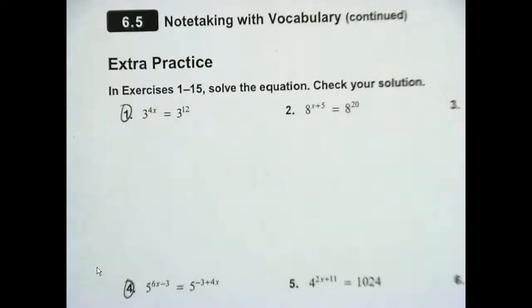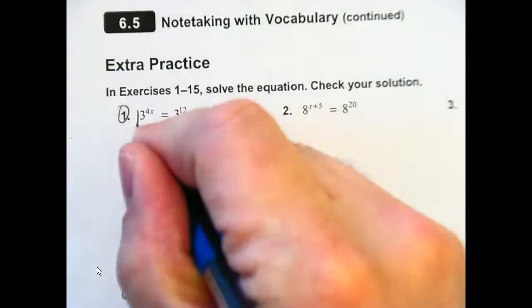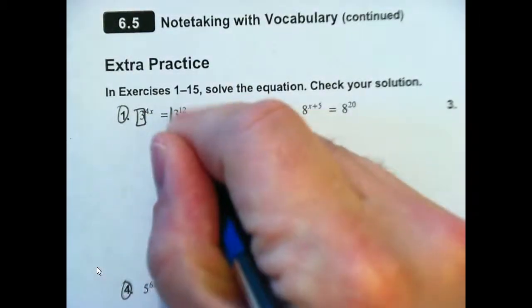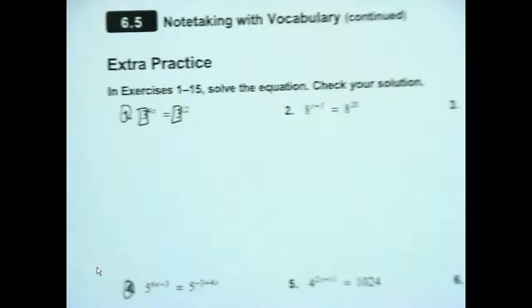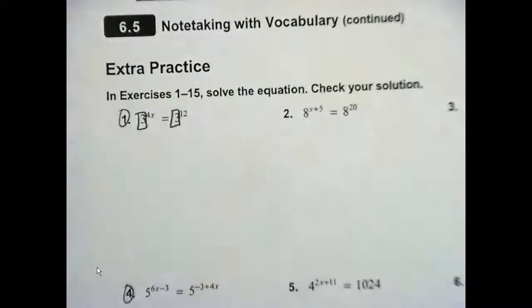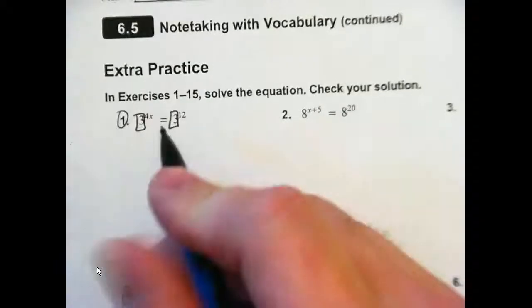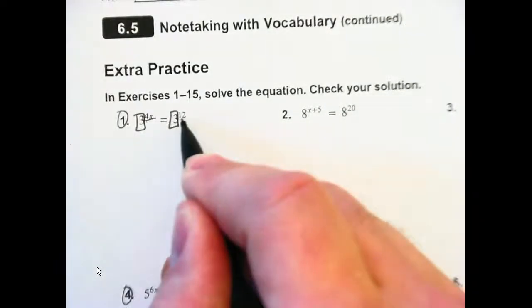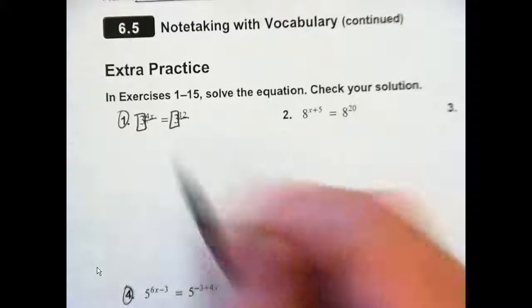Okay. All right. Vincent, do you agree it's 3? Yes. The 3 is in common. What do we call that? Someone else. Special name. Yes. That is our base. When your base is the same, then the exponents must be the same if it's set equal.